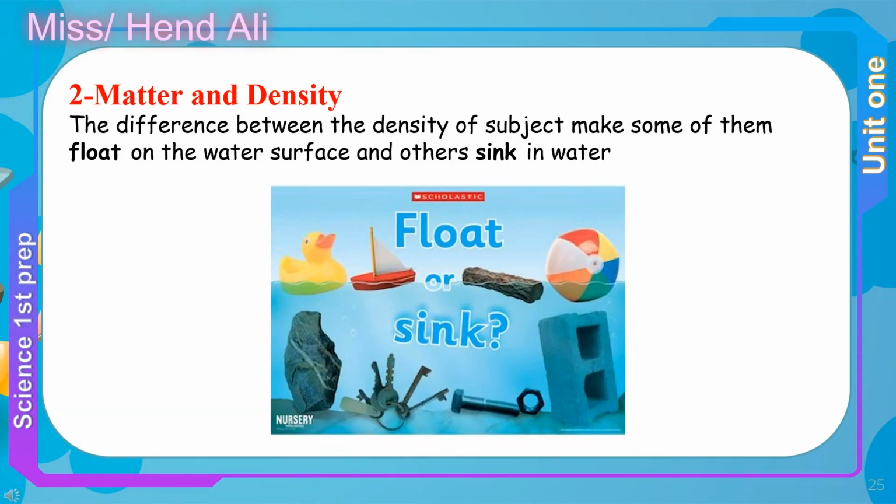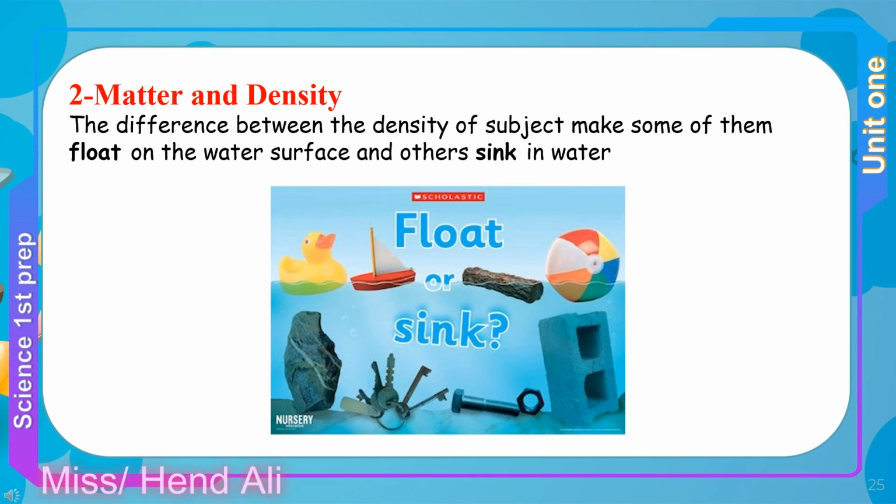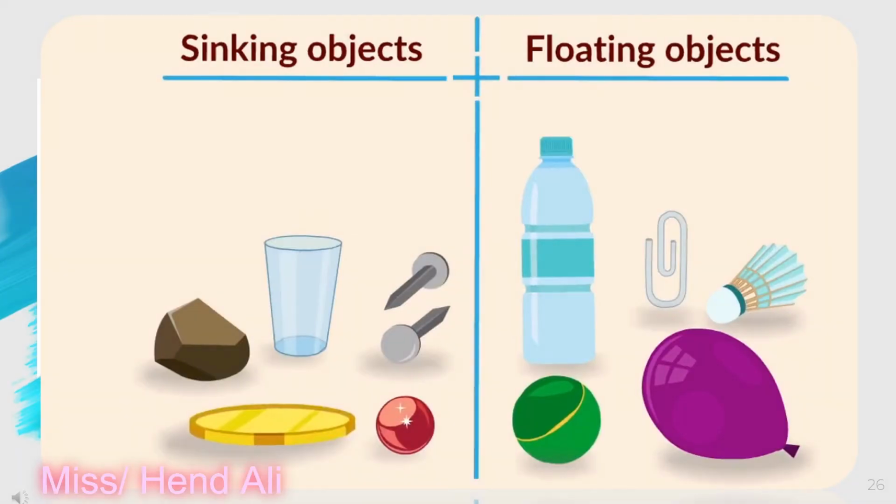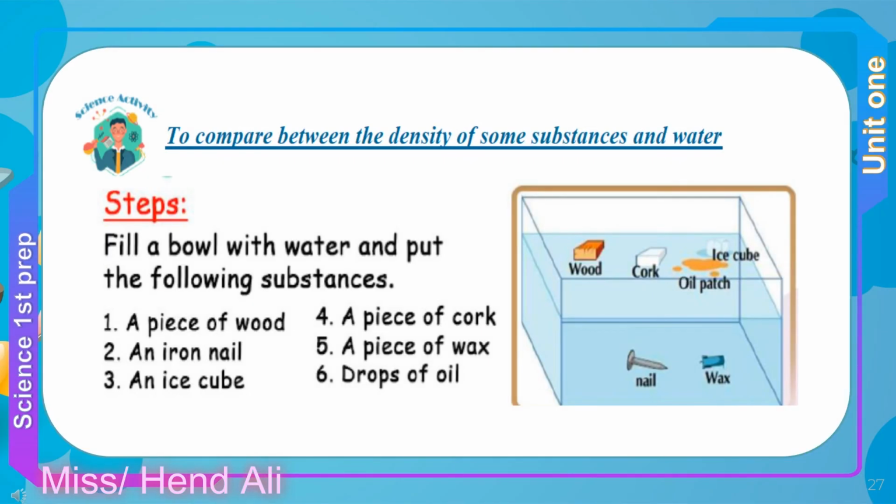Matter and density. The difference between the density of subjects makes some of them float and others sink. Now we have things that sink and others that float. Things that sink like needle, glass, rock, gold. Things that float like bottle of water, balloon, bowl, etc.